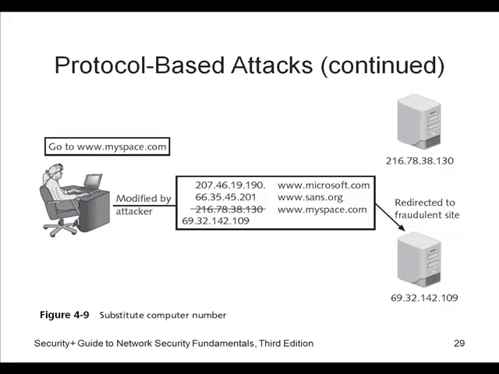Go to myspace.com. Substitute the IP address with a fraudulent IP address. This is a hazard of DNS lookup. Maybe we put in a really good looking bank page at the fraudulent address. And now you put in your username and password. A fraudulent address is different than the phishing attacks, which just want you to click on them.